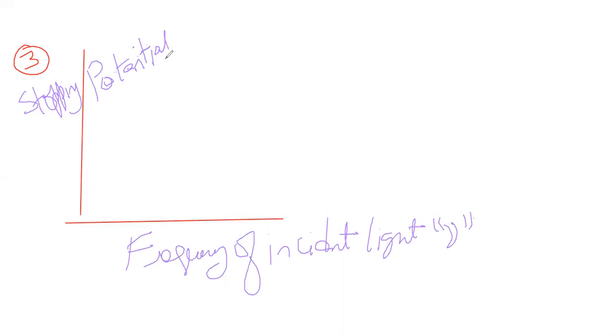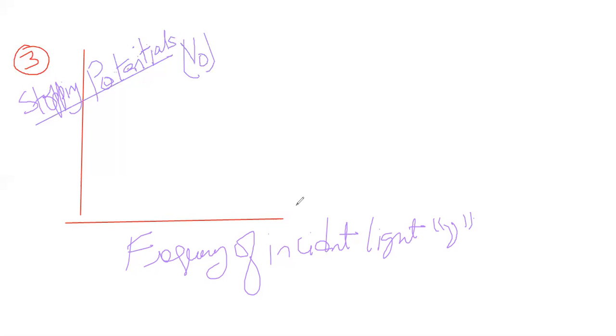The corresponding stopping potentials are plotted on the y-axis. Different stopping potentials are plotted on the y-axis for each of the frequencies of incident light. For example, this graph has been derived from the second graph. The third graph is a byproduct of the second graph.